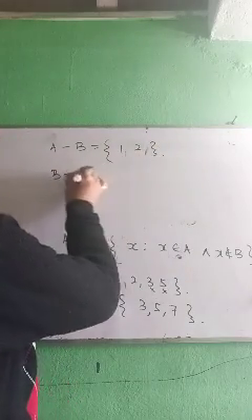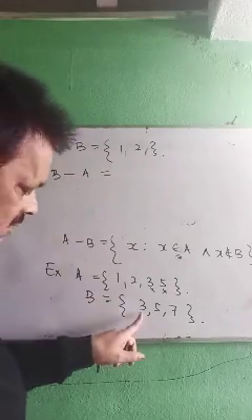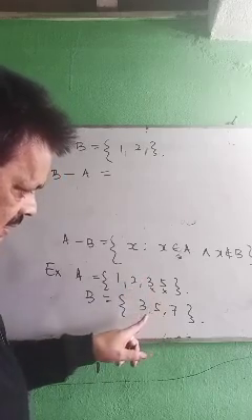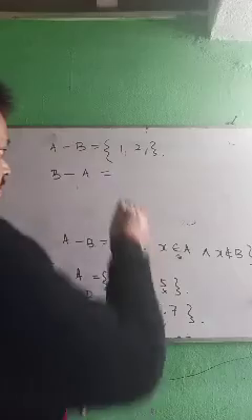Similarly, if you are asked what is B difference A, all the elements of B not in A. That means 3, 5 is present in A, so which elements of B do you have to take? 7.